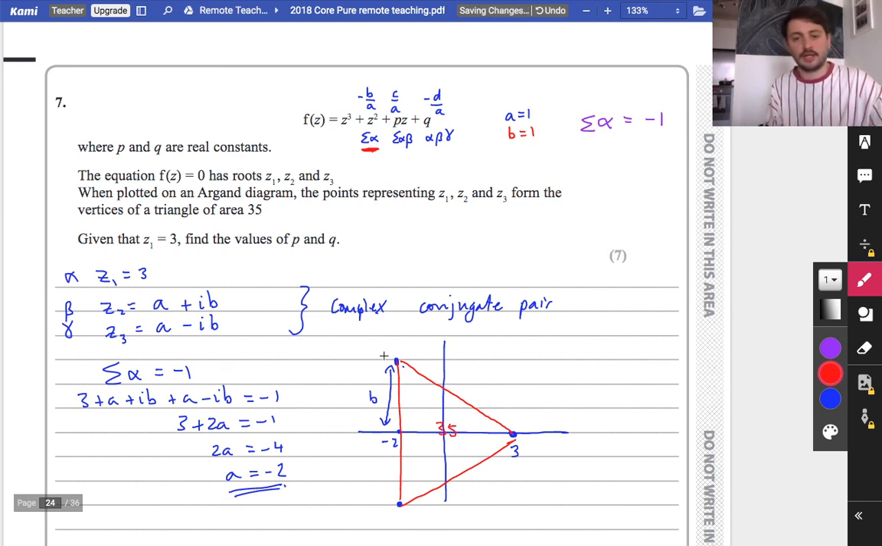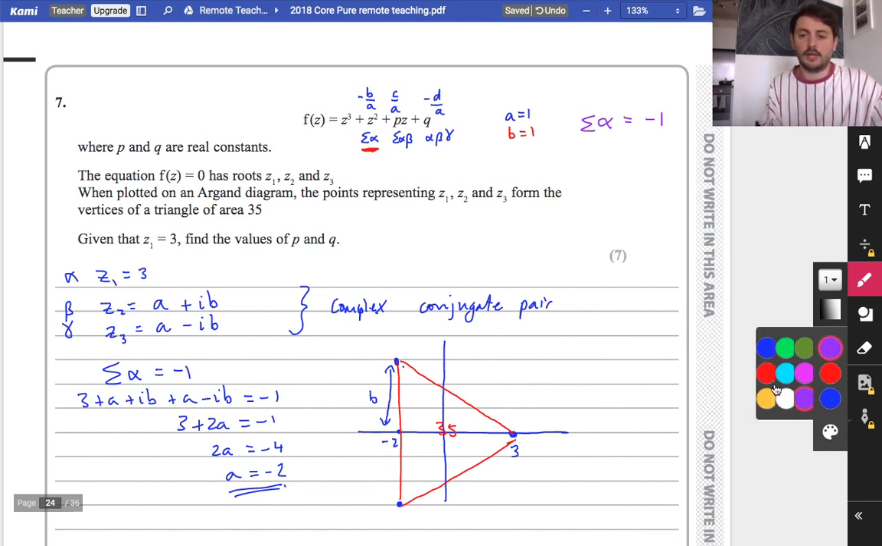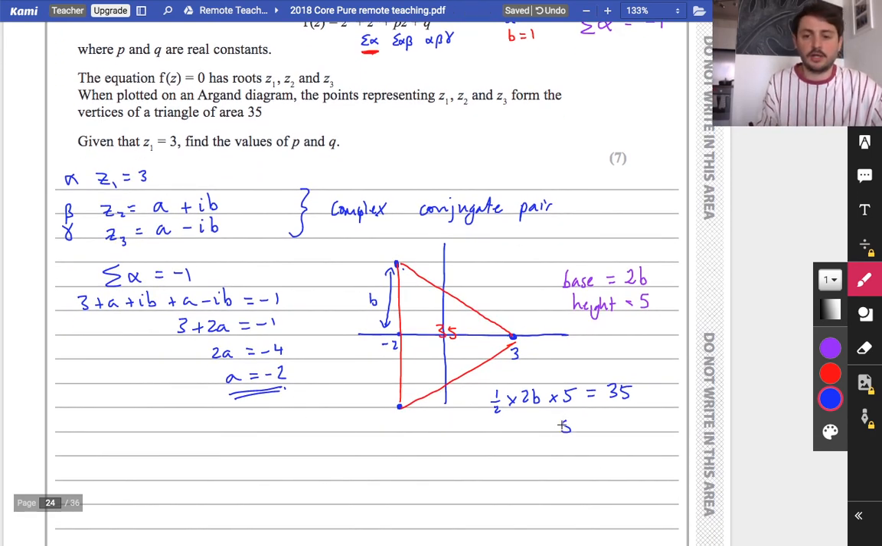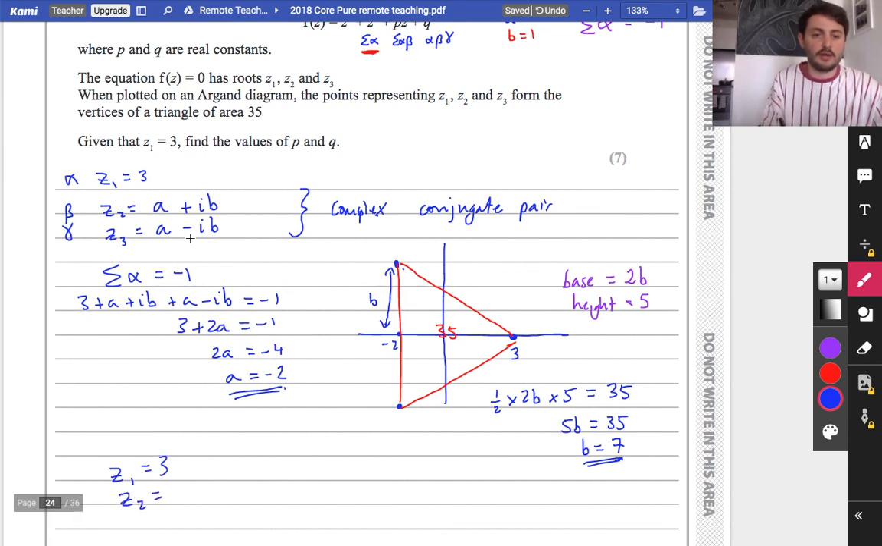All you need to do is really tilt your head. This is the base of the triangle, and this is the height of the triangle. Well, if that's b, that's also b. So the base of this triangle is 2b. The height of this triangle, well, that's 3, and that's 2. The height is 5. So we know that the area of the triangle, which is a half times the base times the height, the area of the triangle is 35. So when I solve this equation, I get 5b equals 35, so b is equal to 7. This now tells me that z1 is 3, z2, which is a plus ib, is minus 2 plus 7i, and z3 is minus 2 minus 7i.